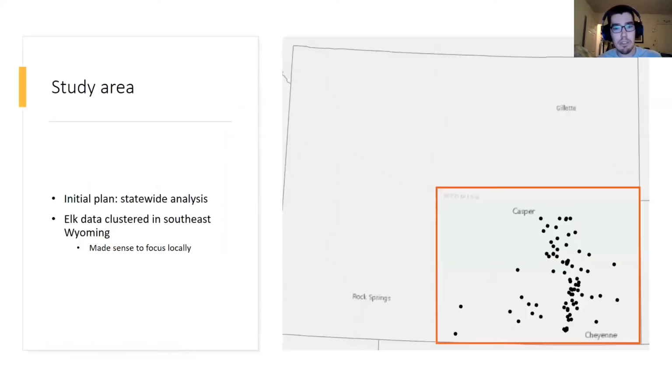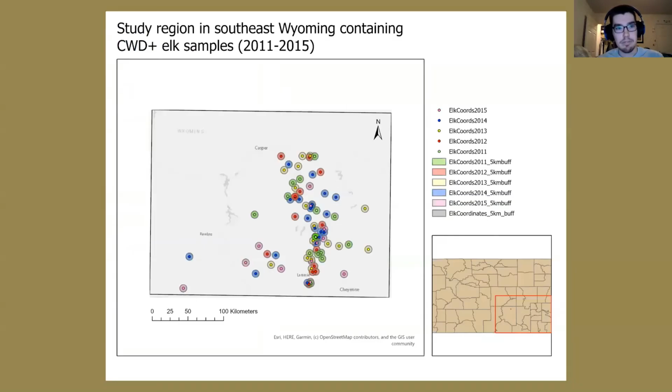So my study area, initially I was planning on doing the entire state of Wyoming, but as you can see from the data points on this map, they're pretty much all clustered in the southeast corner of the state. So it really made sense for me to focus locally as opposed to do the entire state for this particular analysis. So here is a map showing the extent of the study area that I set somewhat arbitrarily, where it exists in the southeast corner of the state.